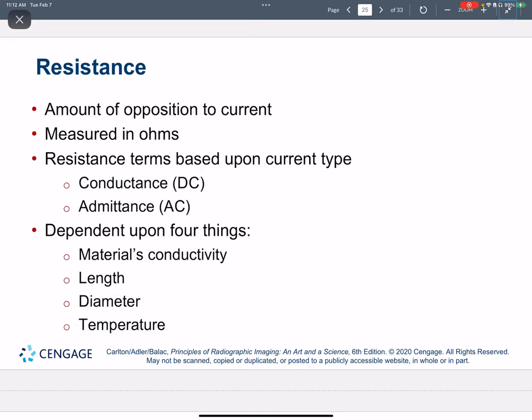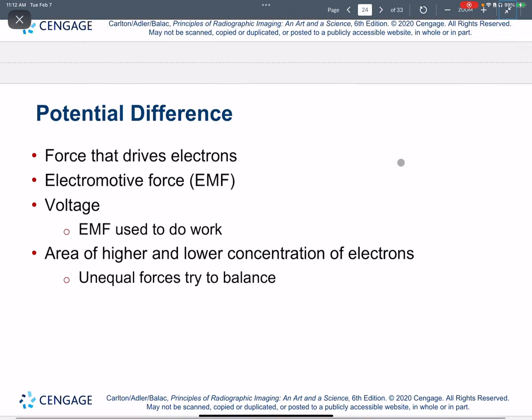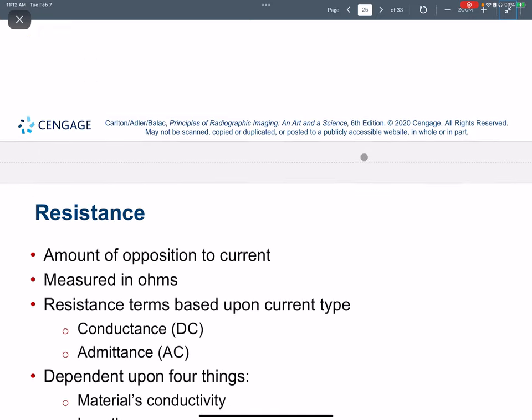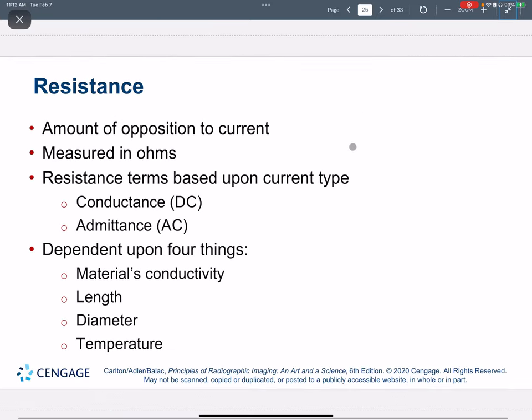All right, we're back at it. Our next topic is resistance. And again, you can see where we just came from a moment ago. We were talking about potential difference. So resistance is, again, what I would like to say straightforward. It's basically talking about the opposition to current or the resistance to current.